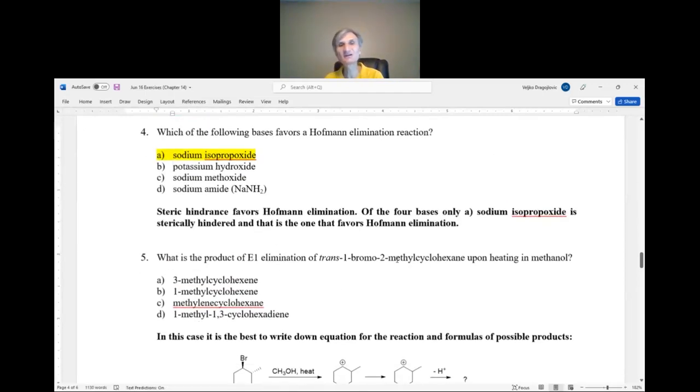So it's one of those cases where you're looking for the best possible answer. You're comparing these 4 and you're looking at which one is the most hindered. That would be Hofmann.